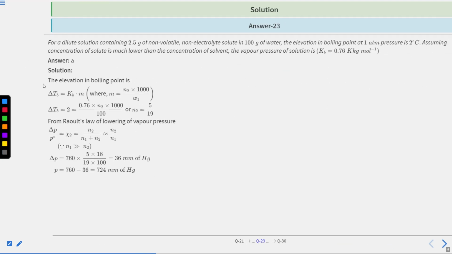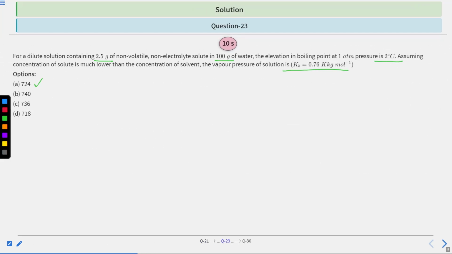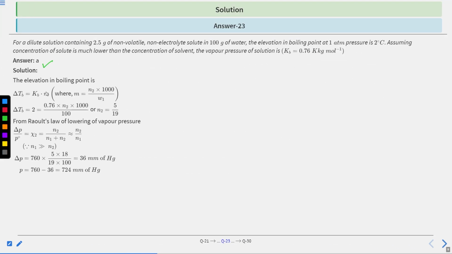Okay, so the correct answer is option A, that is 724. Let's see how. So the elevation in boiling point is given by this equation, del TB equals to Kb dot m, where m is molality and it is given by a number of moles multiplied by 1000 upon the weight of solvent. And weight of solvent in kg, that's why we divide it by 1000, or it goes in the multiply term in the numerator.